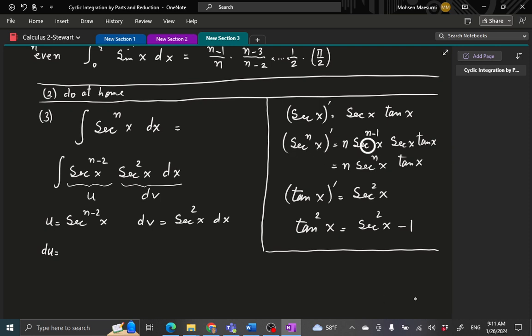Here we learn how to differentiate a power of secant. That power times the same function times tangent. So my power now is n minus 2. Here it was written as n, but now it is n minus 2. So du is n minus 2 secant n minus 2 of x tangent of x, and then dx. My v, what's the antiderivative of secant square? Well, that's tan.